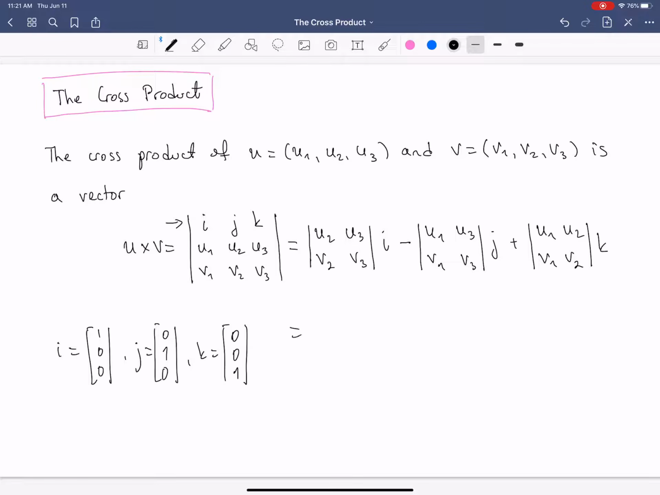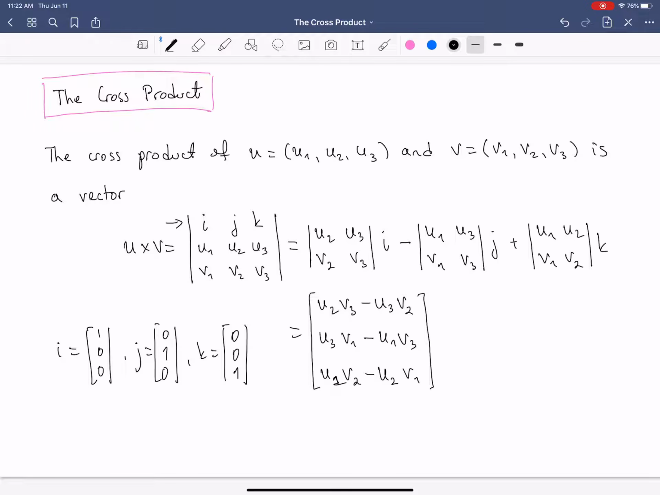So in the end, you get this vector, where the first component of the vector is the first determinant. So that's u2 v3 minus u3 v2. Then you get the second determinant with that minus sign. So I'm going to switch places here. I'm going to write u3 v1 minus u1 v3 because of the minus, things get flipped. And then I get u1 v2 minus u2 v1. So this is that cross product. This is u cross v. You see that it is a vector.